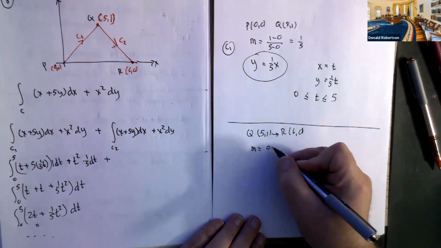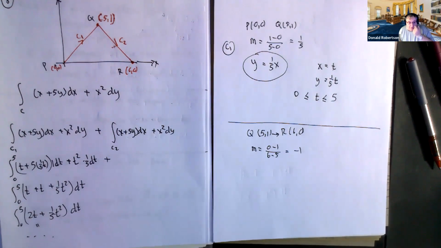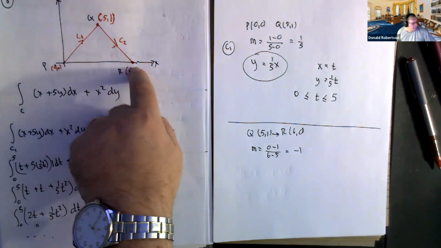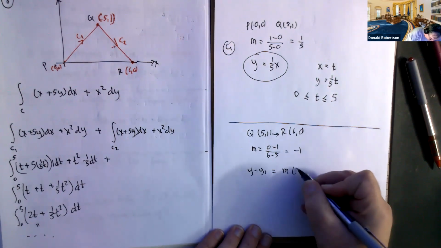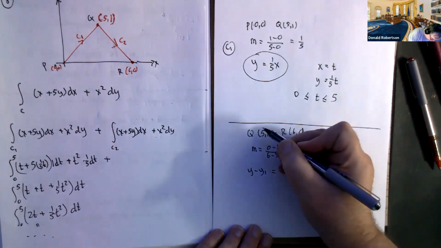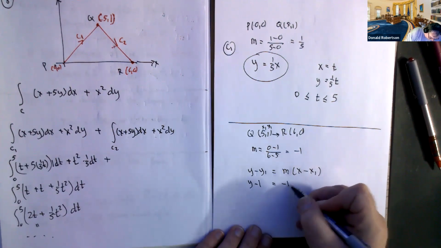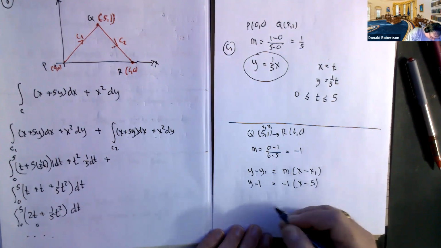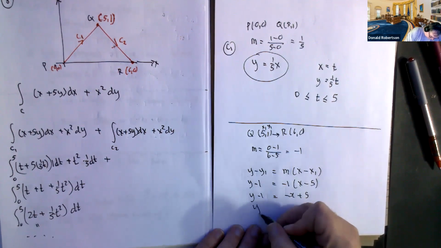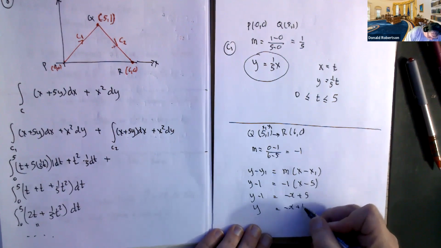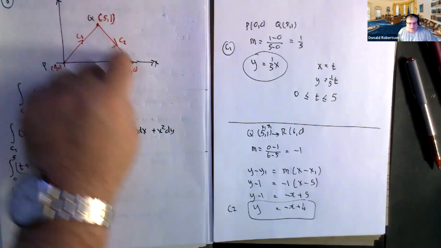0 take away 1, 6 take away 5. Slope's -1. I could probably have counted boxes on that. y take away y1 is m brackets x take away x1. Use this guy as my starting point. y take away 1 is -1 times x take away 5. y take away 1 is negative x plus 5. Add 1 to both sides. That's the equation of the second line C2.